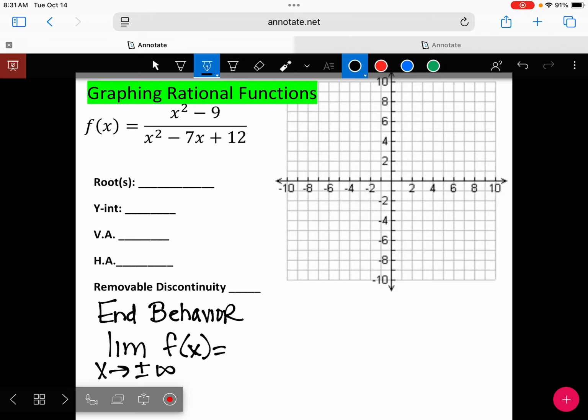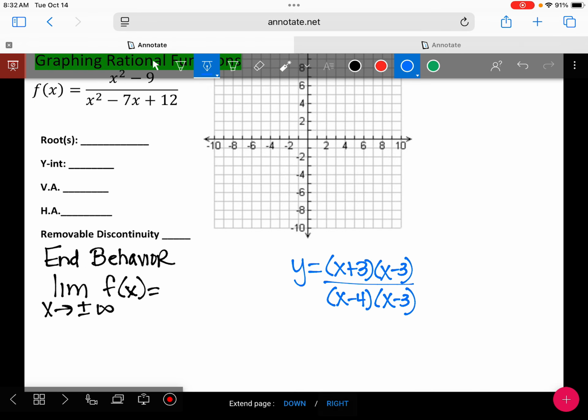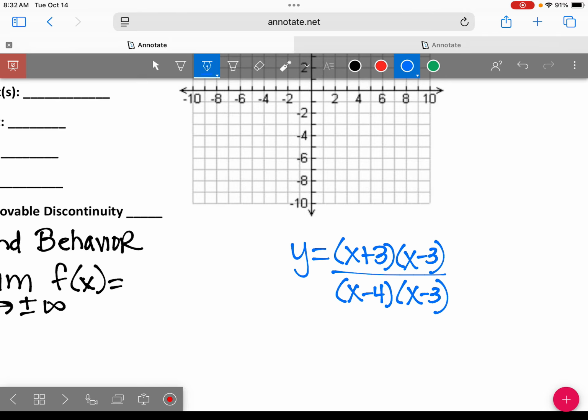Okay, so let's factor it down. So this factors down to y equals, we got the difference of squares in the top. And then in the bottom, two numbers that multiply to be a positive 12 and add to negative 7, x minus 4 and x minus 3. So what factor can I remove? Has to be top and bottom, right? The x minus 3, we can take that away. So let's find this removable discontinuity. We're going to take the x minus 3, set that equal to 0. We get x equals 3.